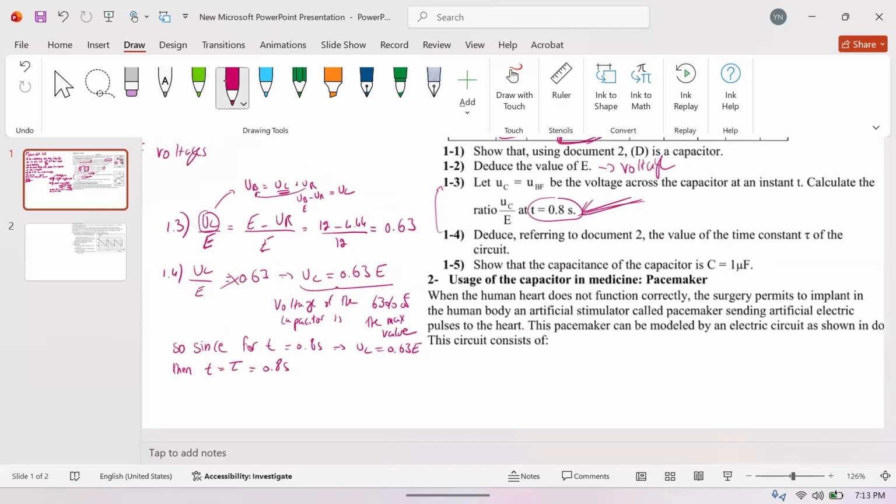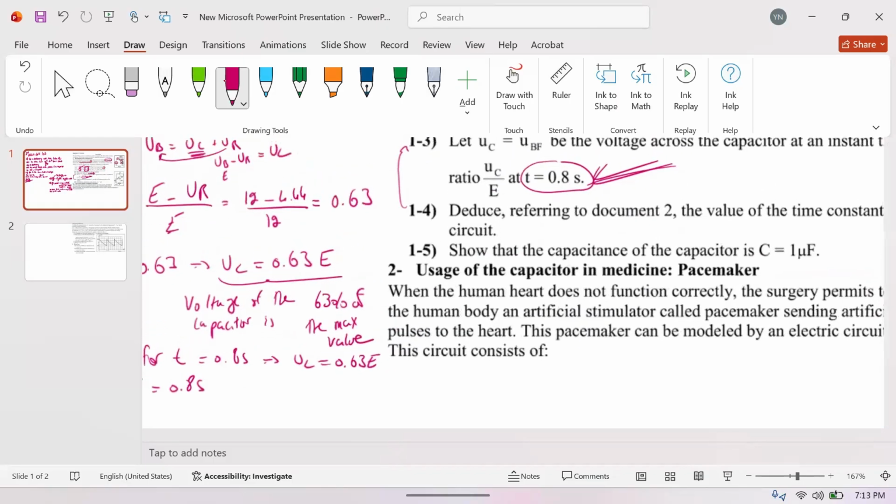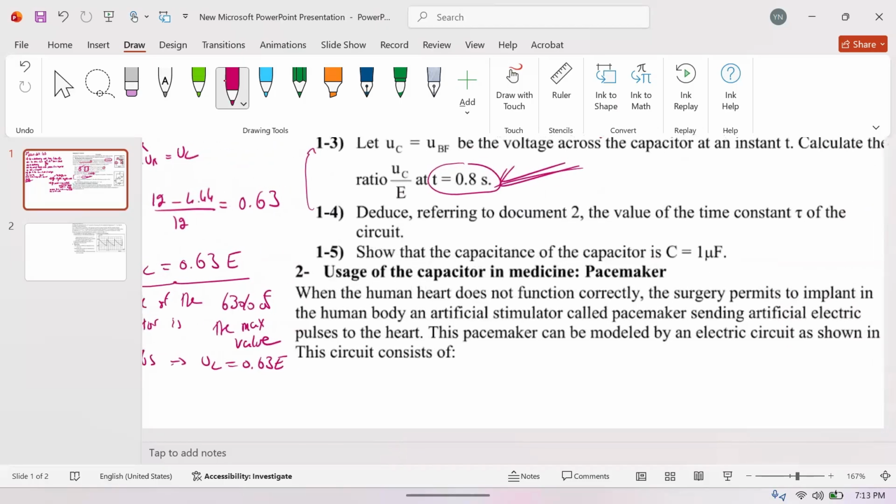Now, show that the capacitance of the capacitor is C. Now, let me tell you something. Asking you in 1.4 for tau, then asking you in 1.5 to find the capacitance C, these are not just random questions. They are highly related. How? Tau is equal to RC. And even though you didn't solve the differential equation to get that tau is equal to RC, it's a given, it's a formula. Sometimes you need to use it. Okay, so what is C?